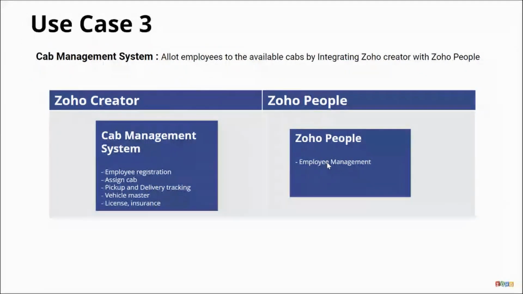Coming to the third use case, I've taken a cab management system. A cab management system will have employee registration, assigning cabs for employees, pickup and delivery tracking, vehicle master, license and insurance modules. This would also have a dependency on the employee database, which can be retrieved from Zoho People by integrating with Zoho People. So you can allot employees to the available cabs by integrating Zoho Creator with Zoho People.